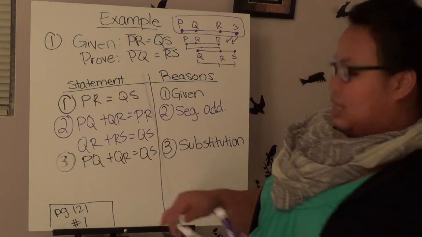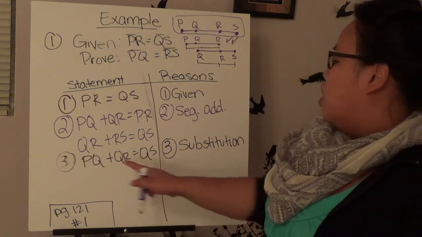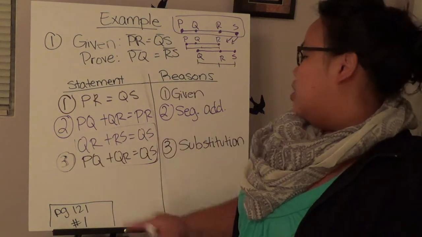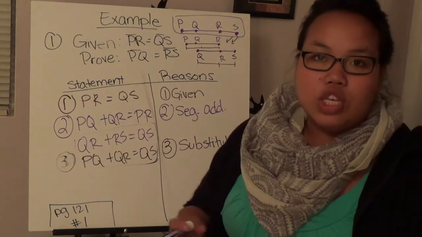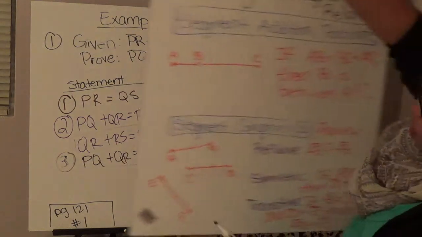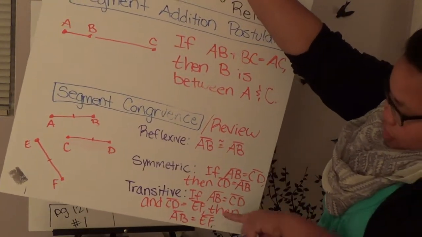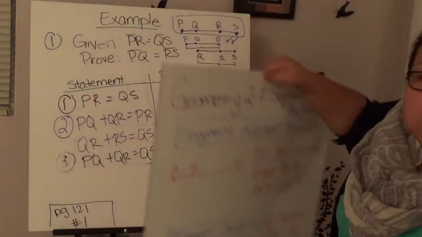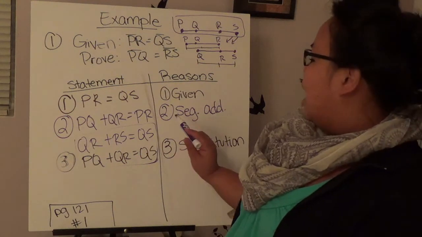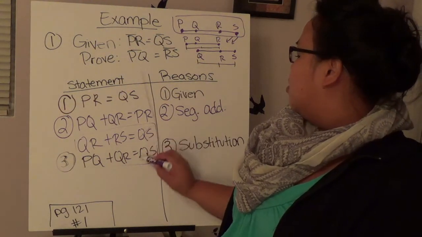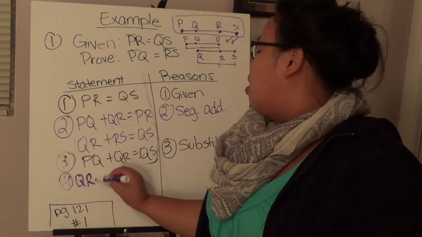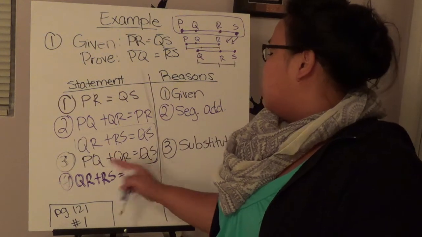Now, the next step here, I'm going to focus on these last two right here. This equals this, and this equals this. They both equal what? QS. And remember how we were having the segment congruence right here? Well, the segment congruence says that if they're equal to the same thing, then they're all equal to each other. And I can take out what they have in common. So what can I take out here? I can take out QS.